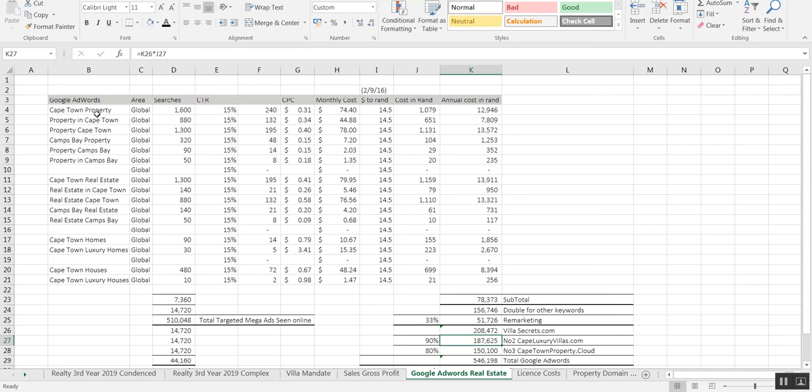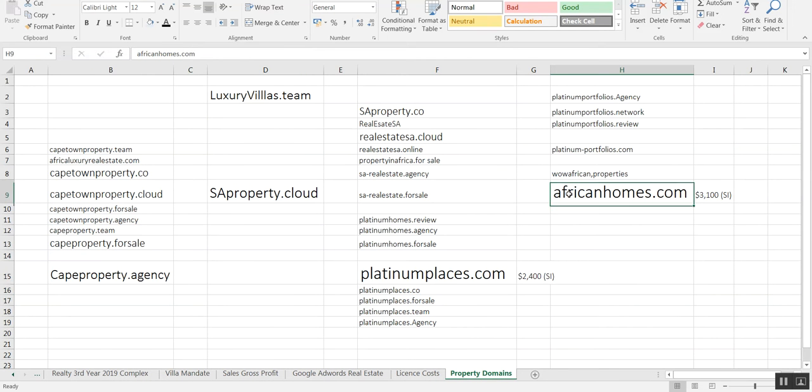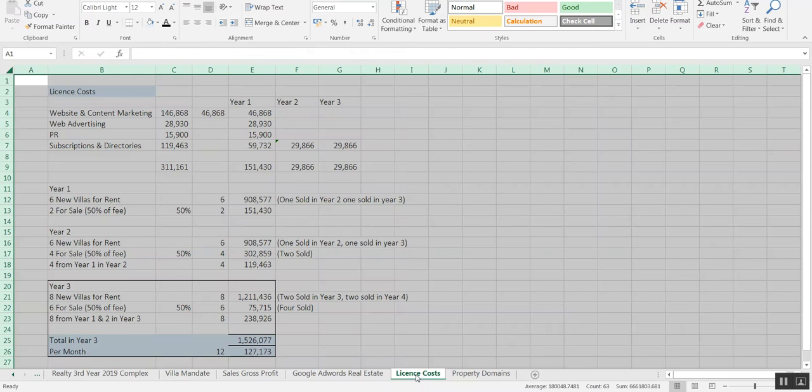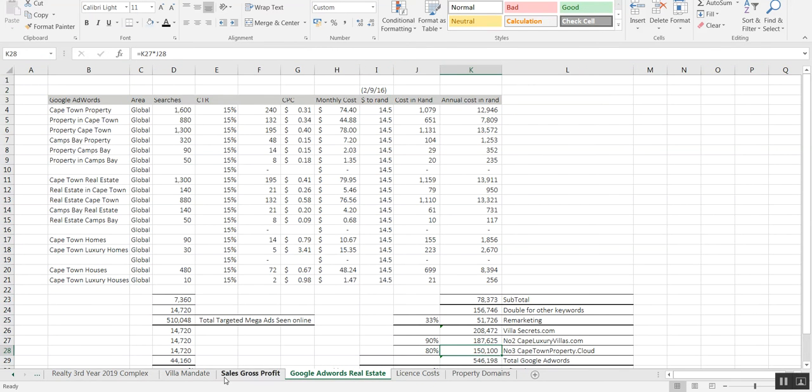We're going to advertise their website, capeluxuryvillas.com, at number two, and we're going to make a property company. I like this one, africanhomes.com. Platinum Places, but African Homes, I like that. So there would be capetown.africanhomes. And oops, where have we got?